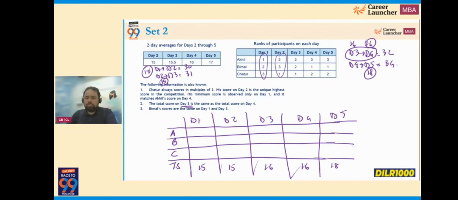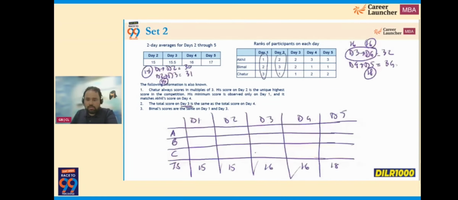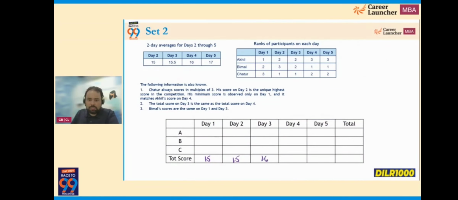So just for my convenience, I've already gone ahead and created this table for me, and like I stated, I'll just put in the total score: 15, 15, 16, 16, 18. Here total score. Done. Clear? As simple as that. This is what I'm doing. Now let's try and solve.